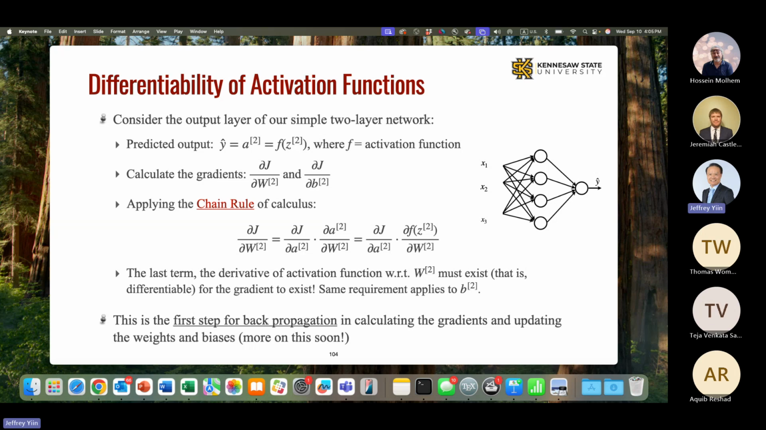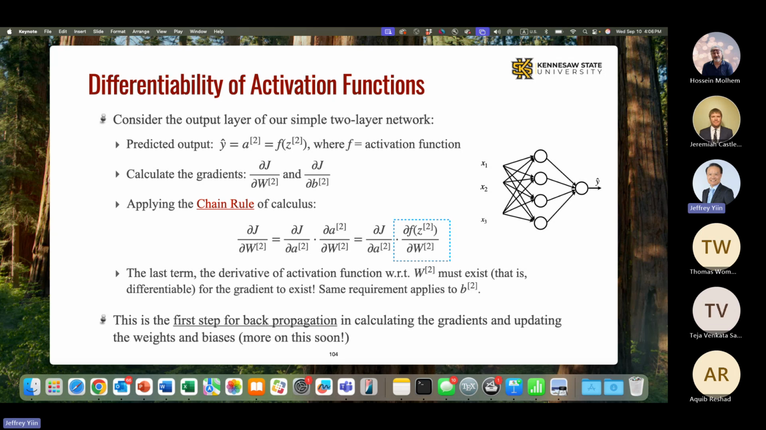You can cancel out partial A2. You will get partial J, partial W2. Let's just change it. If you continue, partial J, partial A2 multiplied by... that final equation, why is that one valid? Because A2 is the output of the activation function. So this last term is the derivative of the activation function with respect to W2.